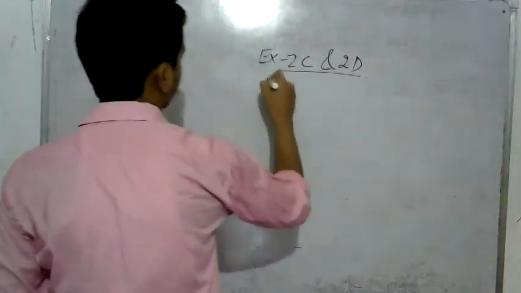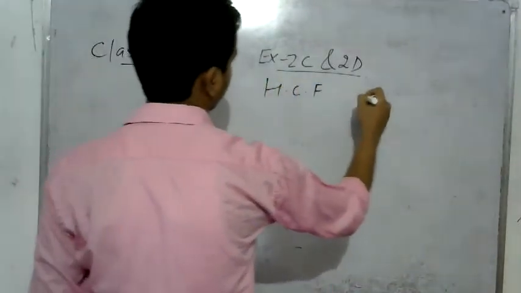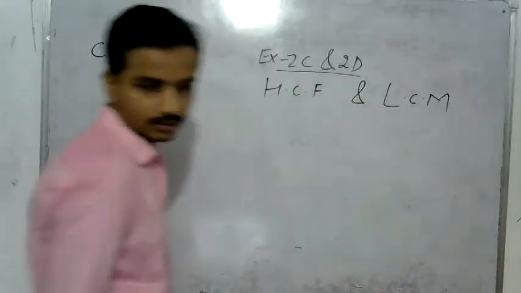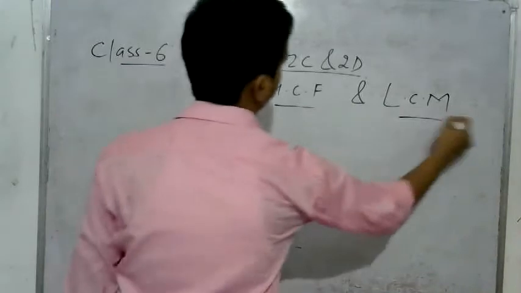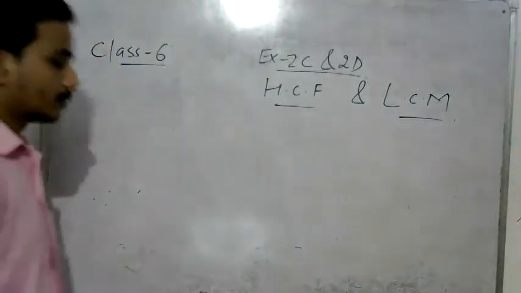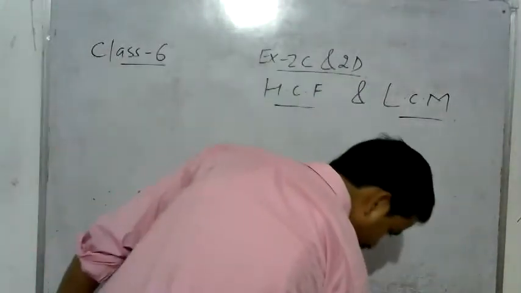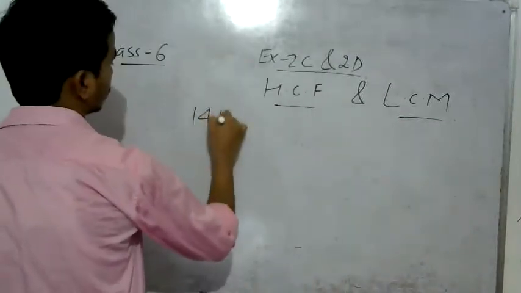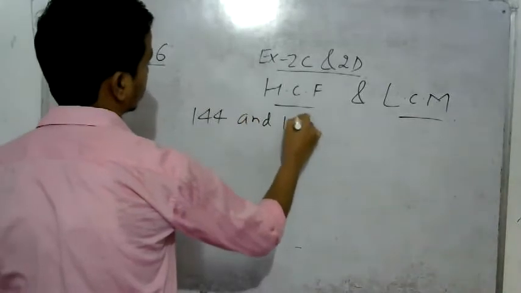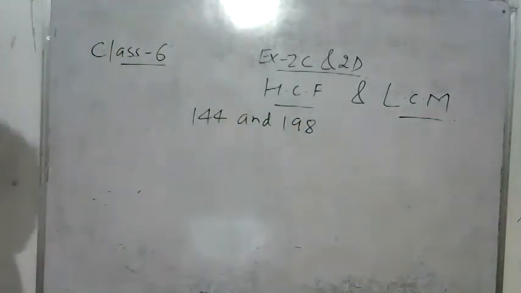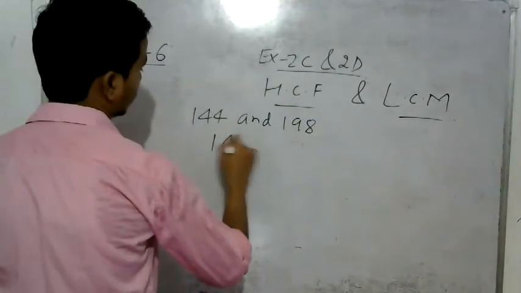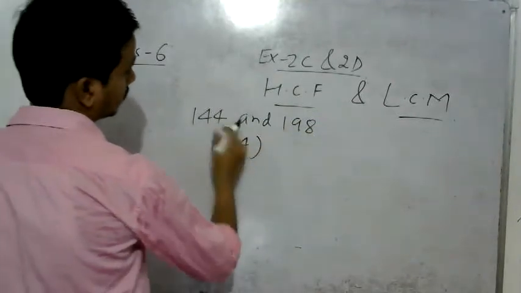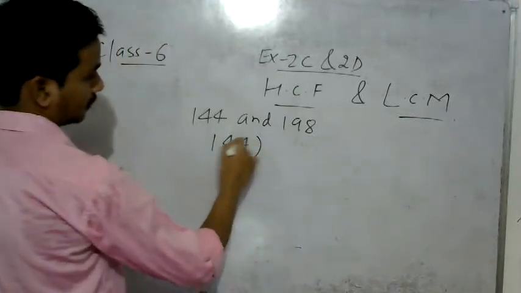Now we will understand how to find HCF and LCM. To find HCF, let us take an example: 144 and 198. We have to find the HCF of 144 and 198. I start dividing 198 by 144.